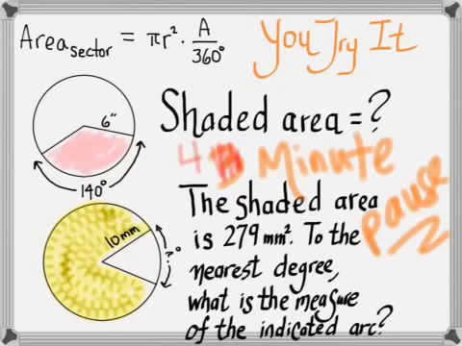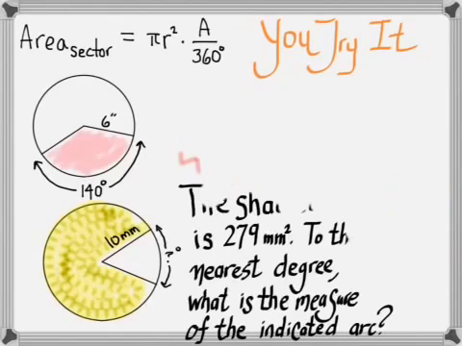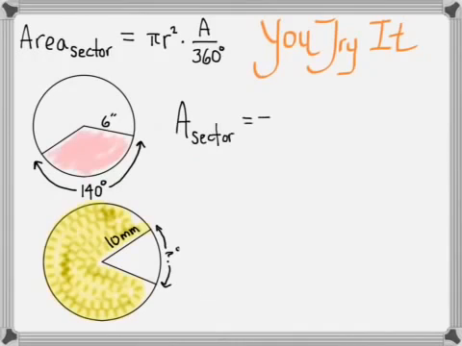Alright, so let me go through these now. Hopefully you were able to figure these out. The first one, you're just plugging numbers into the formula. The formula is up here: pi r squared times A over 360. The radius is 6, so we get pi times 6 squared. The angle is 140 degrees out of 360. Punch all this into a calculator. That's around 44 square inches. Fairly straightforward.